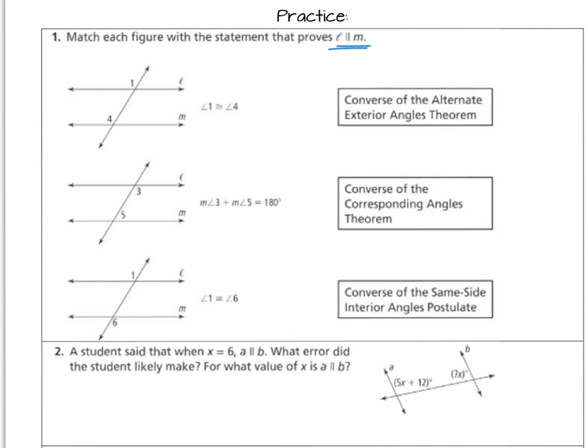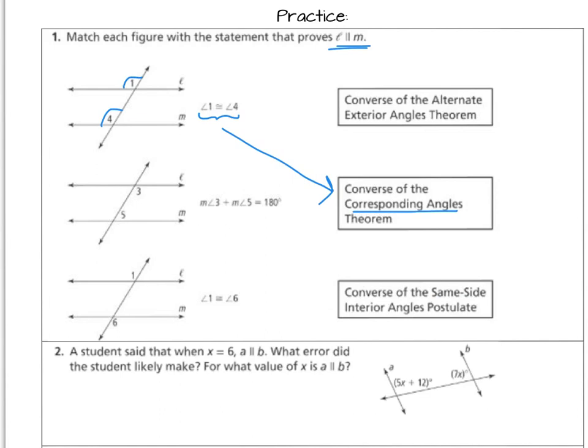In the first picture, it says angle 1 is congruent to angle 4. Mark the arcs on your picture and decide, is this a converse for alternate exterior angles, corresponding angles, or same side interior angles? Which one do you think proves this statement true? Angles 1 and 4 are examples of corresponding angles. Therefore, if we know those angles are congruent, this would be the converse of the corresponding angles theorem. If the angles are congruent, then the lines are parallel.